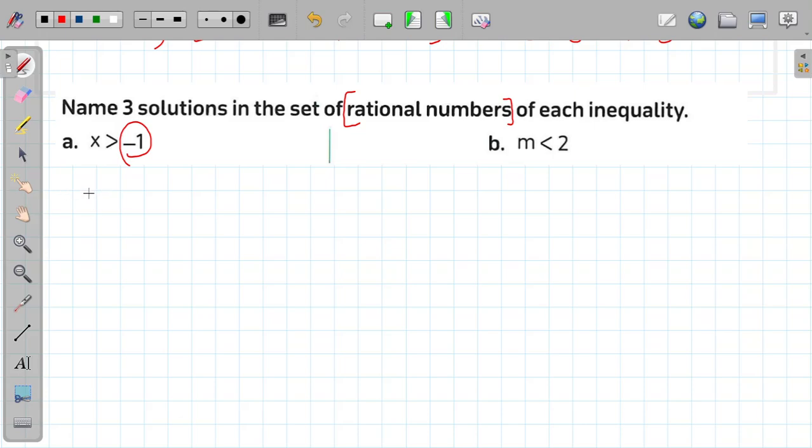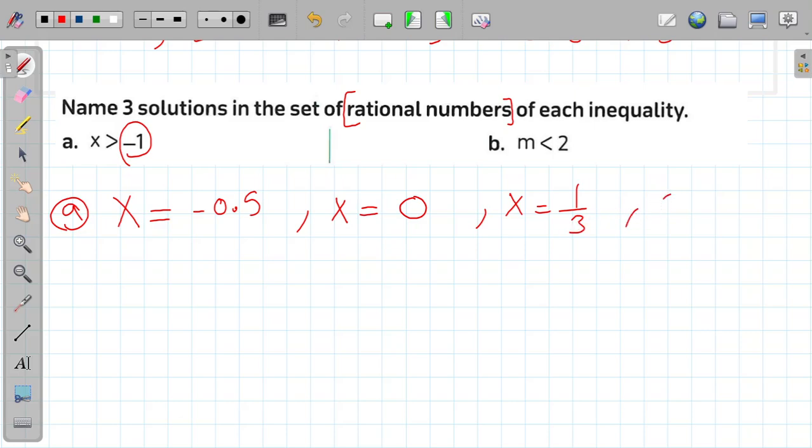Okay, so I can say x maybe equals negative 0.5. Okay, because negative 0.5 is more than negative 1. Maybe x equals 0. Maybe x equals 1/3. Maybe x equals 10. Okay, all of these rational numbers can be a solution for the inequality x more than negative 1.